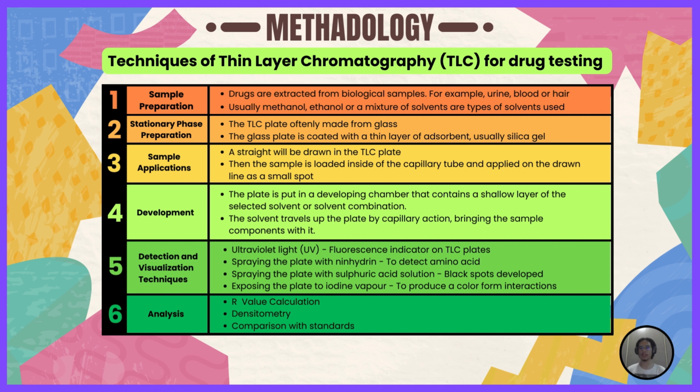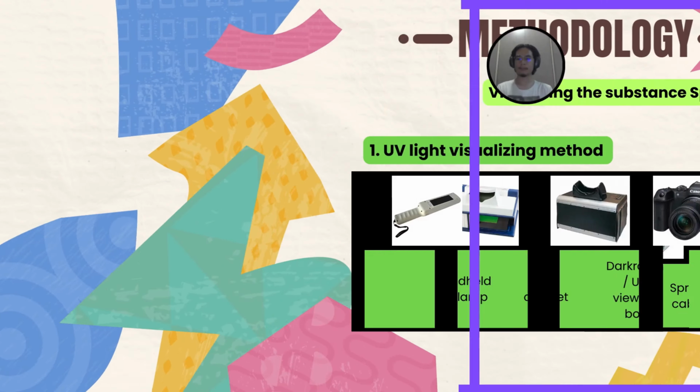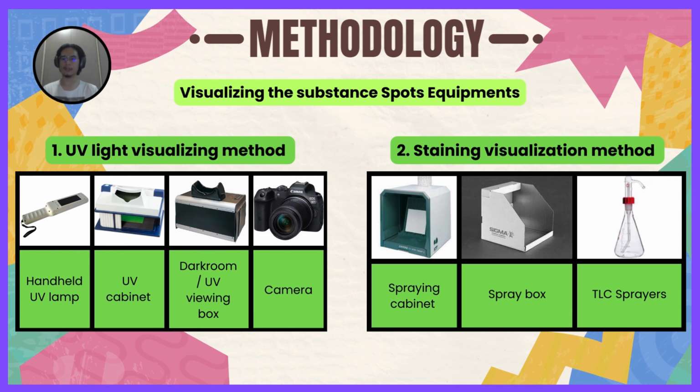And to finish the experiment, using a device like a camera, the developed plates can be photographed for records. And as for data reporting, the results including the Rf values and any quantitative data are compiled into a report for future interpretation. This part will be the visualizing of the substance spot equipment. Now we have two here. The first one will be the UV light visualizing method, and the second will be the staining visualization method.